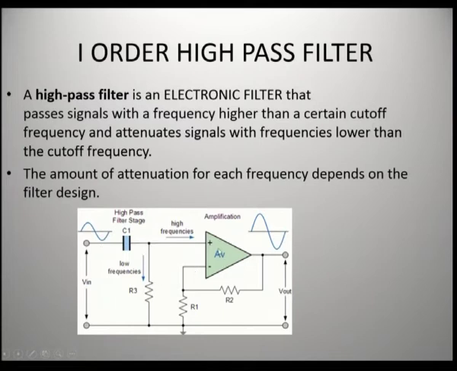Here the input signal is given to the positive terminal and the feedback is given to the negative terminal. Again the gain you have to calculate as 1 plus R2 divided by R1, and you have to calculate the lower cutoff frequency for the high pass filter, which is decided by the passive components R and C. This high pass filter will pass the signals after the cutoff frequency and stops the signals below the cutoff frequency.